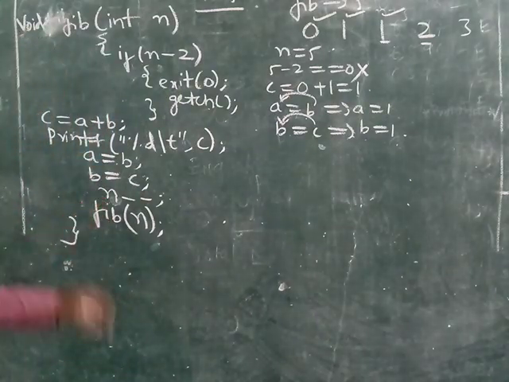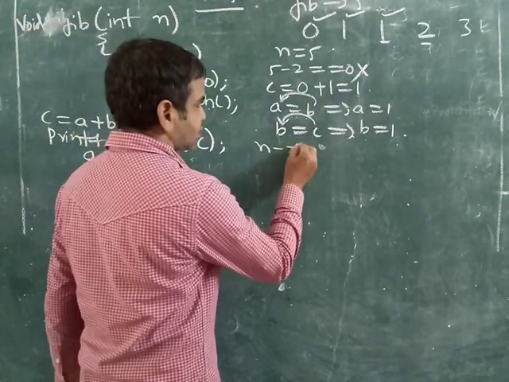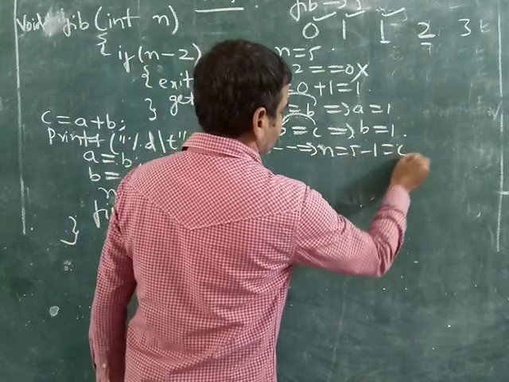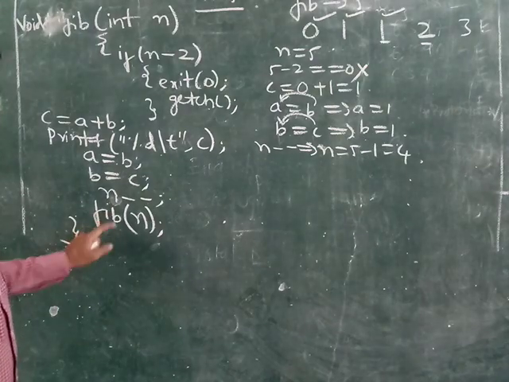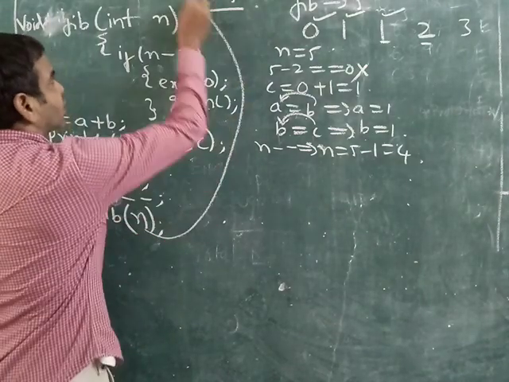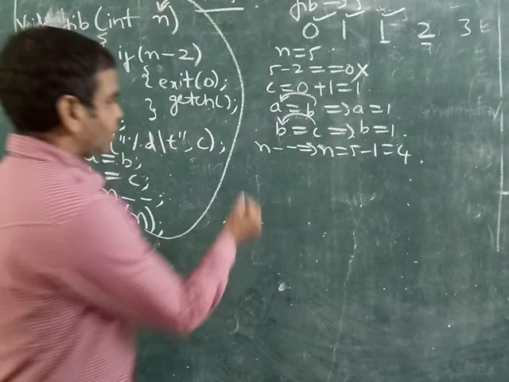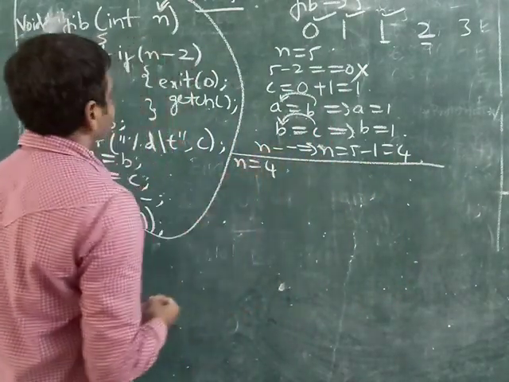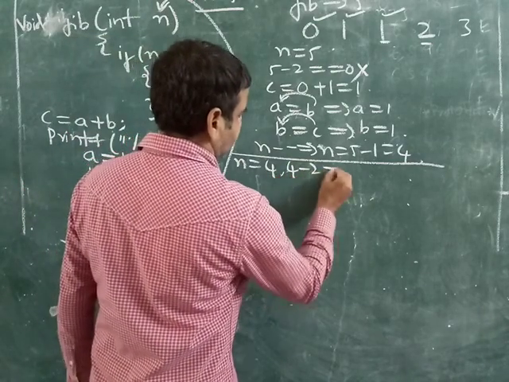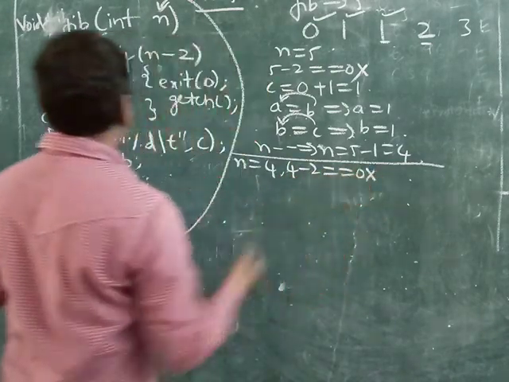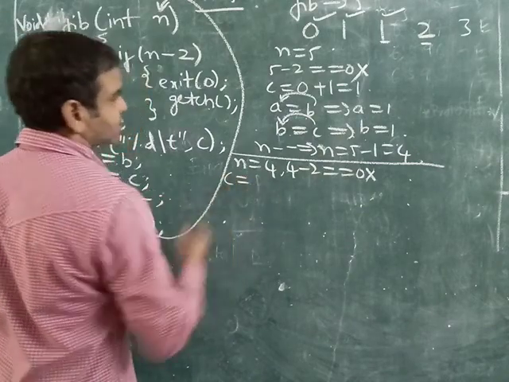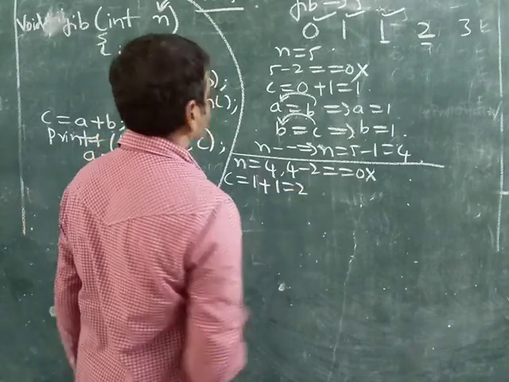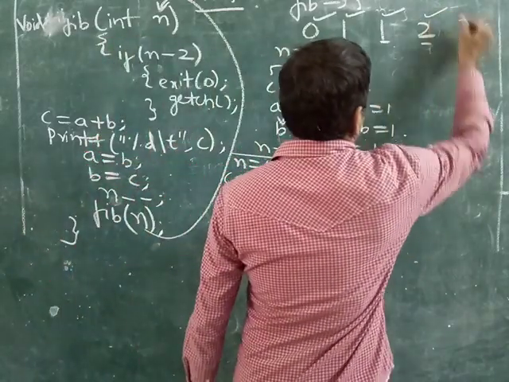Now n minus minus. N is already 5. 5 minus 1 is equal to 4. So now Fibonacci of n. So n again goes here. The function calls itself. Now n value is equal to 4. Condition 4 minus 2, condition false. If the condition is false, the cursor comes to this location. C is equal to A plus B. A is equal to 1, B is equal to 1. 1 plus 1 is equal to 2. So 2 value will print. Cursor comes here.